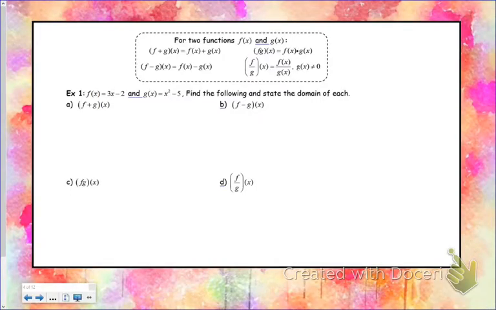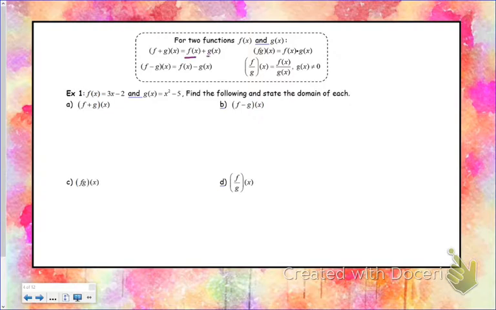Hi guys, so today we're going to look at operations with functions, and we're going to look at some basic operations, and we're also going to look at compositions. So to start, what's really important here to understand is just our notation. These problems are not going to be difficult to solve, but the notation sometimes can be difficult to understand. So we want to make sure we understand what these questions are asking us to do.